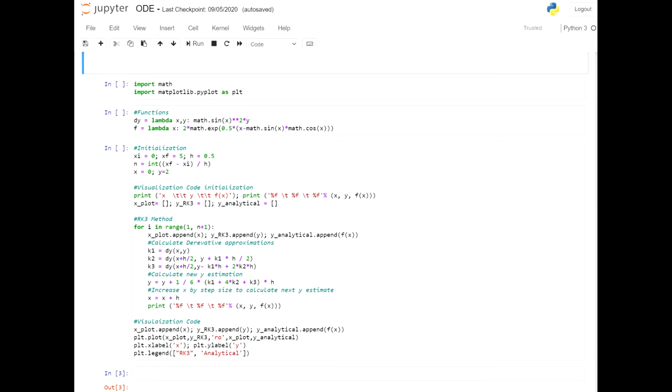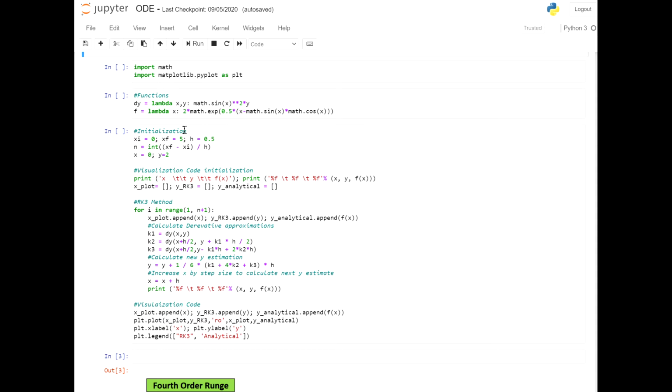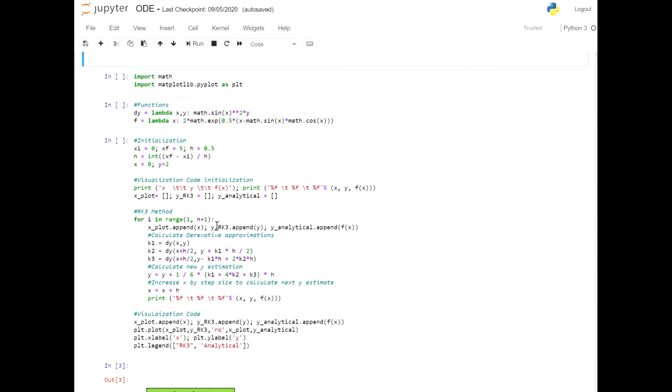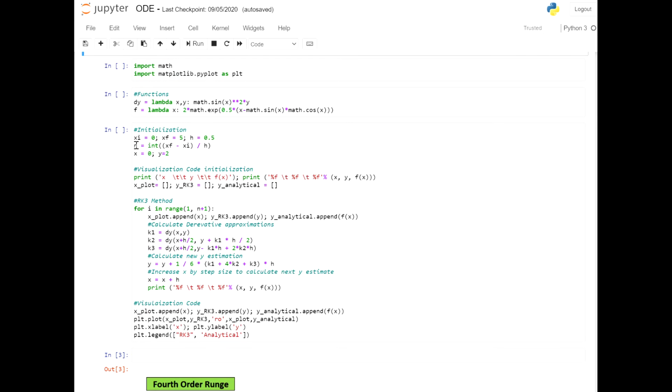So much like with the previous codes, we're going to be importing math and matplotlib for later visualization. We're still dealing with the same equations. The derivative is sine x squared multiplied by y. Here we still have the exact solution for this derivative. Initialization is still identical. We're still dealing with the integration interval of 0 to 5 with a step size of 0.5. Here we use this information to calculate n. Here we also have the initial condition of y equal 2 at x equals 0.